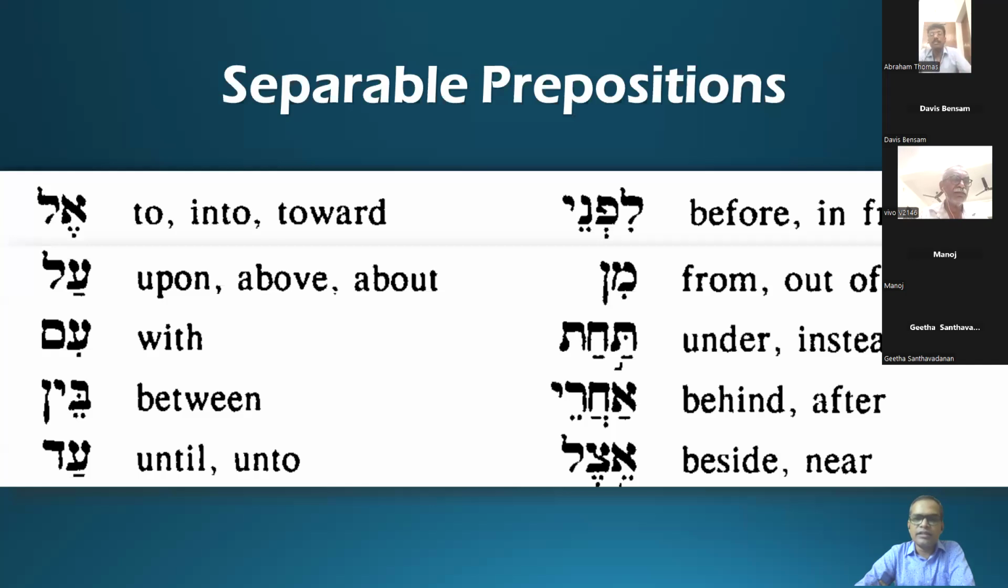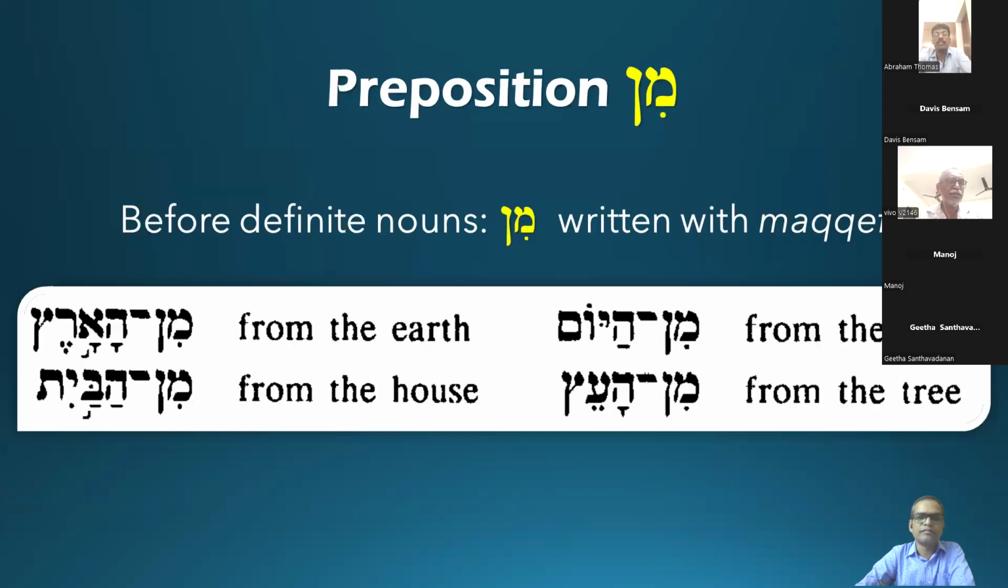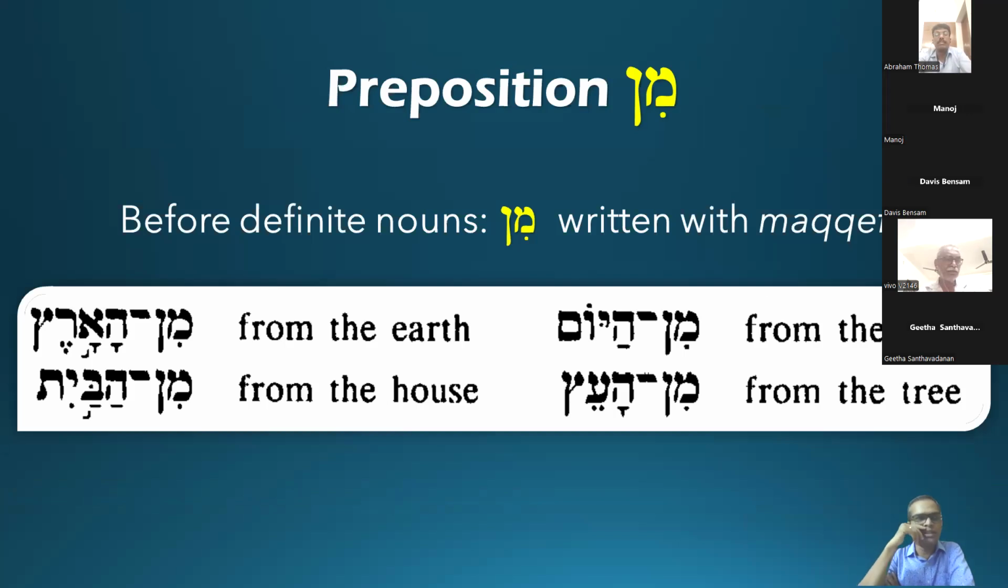Among these separable prepositions, one needs special attention, that is min. The meaning is from or out of. This separable preposition min will exhibit certain characteristic features. In most places it will act like an inseparable preposition, and only in some places will it act like a separable preposition with the help of markup. Let us see the way it appears one by one.